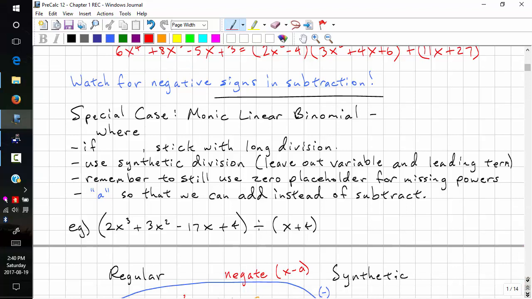Okay, let's look at a special case. Normally, we're dividing by bx minus a, but we want a special case. We want x minus a. So this special case occurs where b equals 1. If b does not equal 1, then we want to stick with long division. Okay, in this special case, we use what's called synthetic division. And this is where we leave out the variable and we leave out the leading term in the divisor.